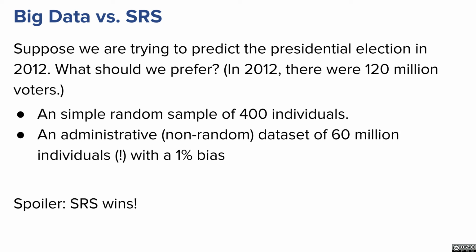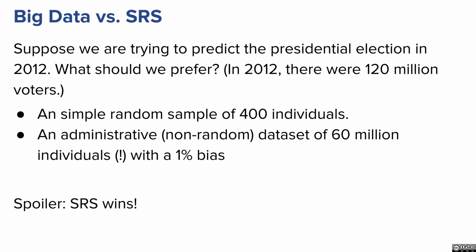we had a presidential election, and let's suppose that we're trying to predict the results of that election. Now, we can compare a simple random sample of 400 individuals from America, or a non-random data set, an administrative data set of 60 million individuals with a 1% bias. What we have here on the top is a small sample, but it's random, which means that every person in the US was selected with equal probability. That's the important thing to take away from this.